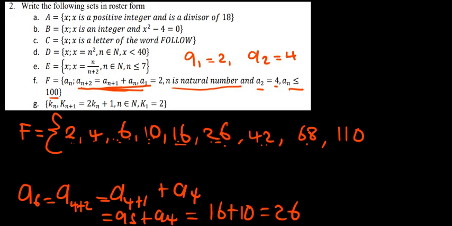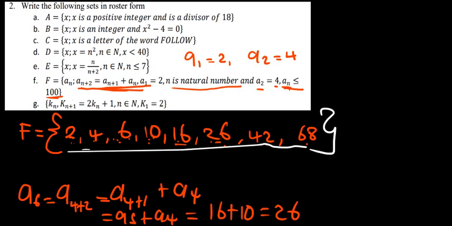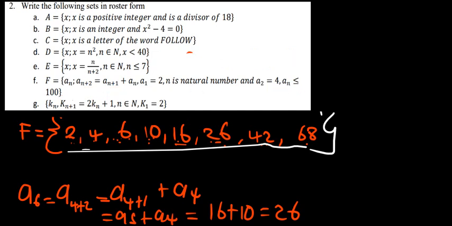But remember they said an should be less than or equal to what? To 100. So which means we can't go to the 110 there. So we are going to exclude that 110 from the set. So we're going to erase this, and then we are going to say our set only ends on the 68. So this one here will be our set F. Let us do the last set here, which is set G.